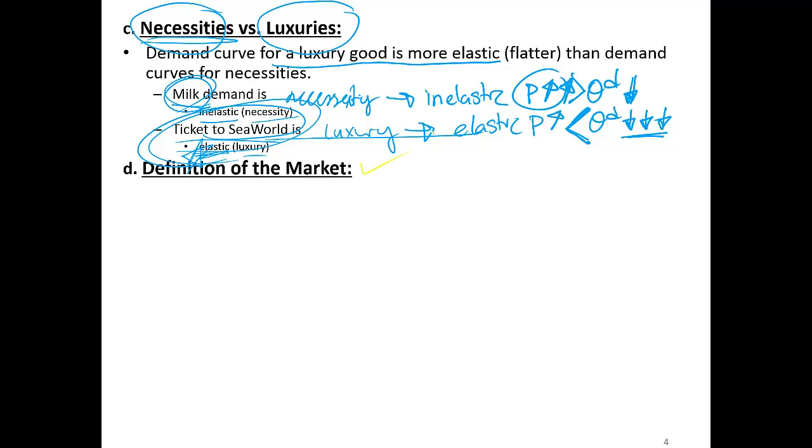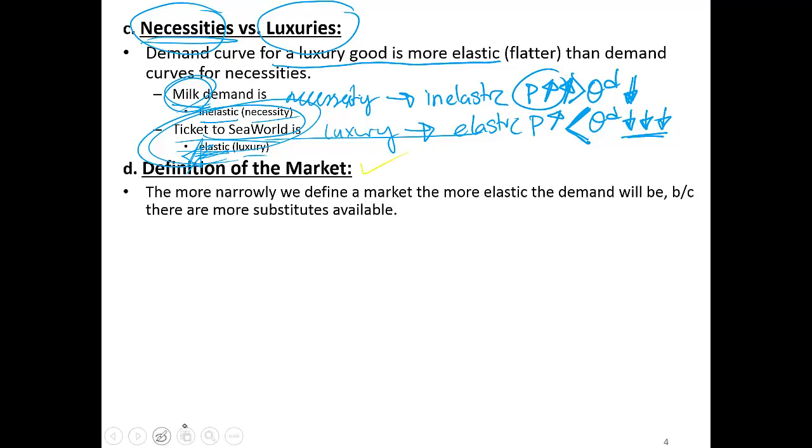Definition of the market is very important. What do I mean? Elasticity depends on how you define the market. The more narrowly we define a market, the more elastic the demand curve will be, because there are more substitutes available. Okay, now food demand versus potato demand. Which one is more narrow? Okay, look at this. This is food demand.